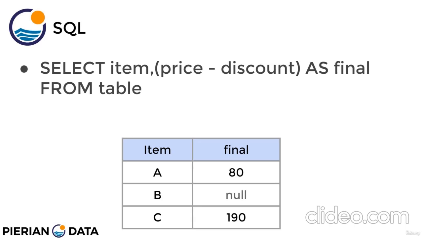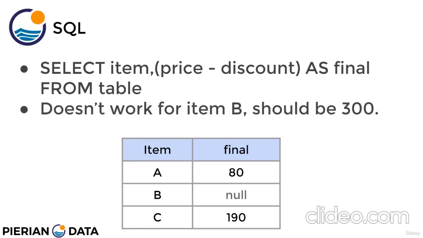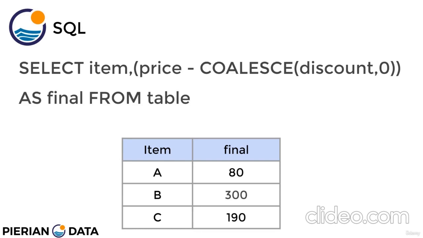Now in this particular situation, we actually do not want the null value there. Instead, we want to know the correct discount. So this is where COALESCE comes into play. Since this doesn't work for item B, we want it to be 300, essentially 300 minus 0, so we're going to use coalesce. This is where we can use coalesce in a clever fashion in order to fill in values for a null in case they pop up without having to affect the original table.